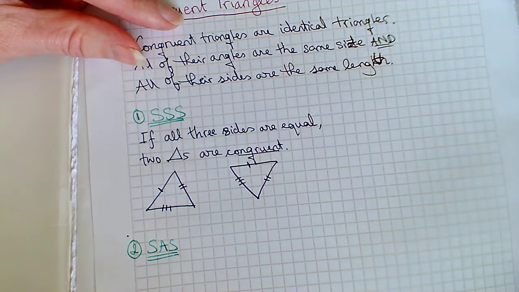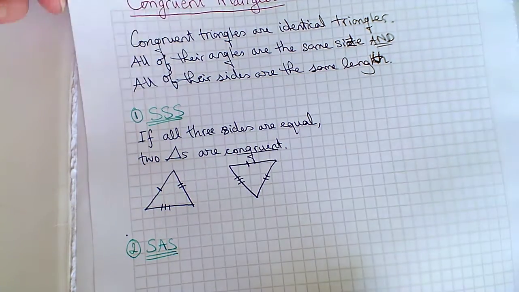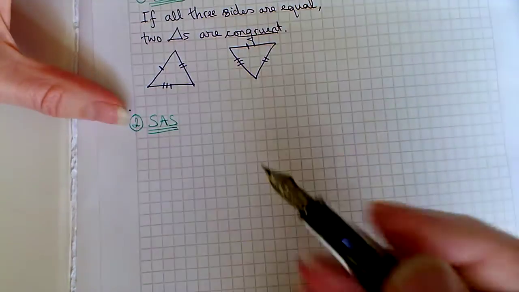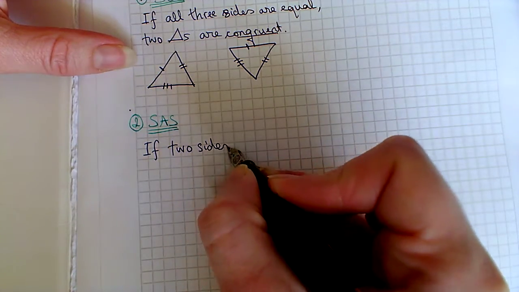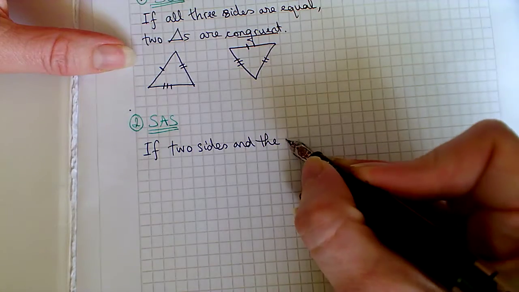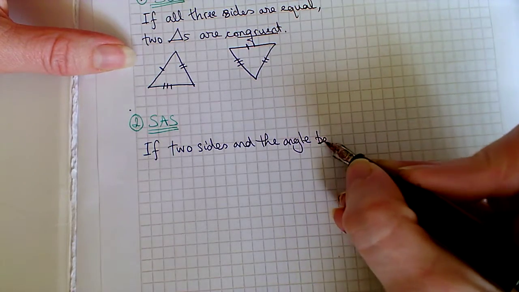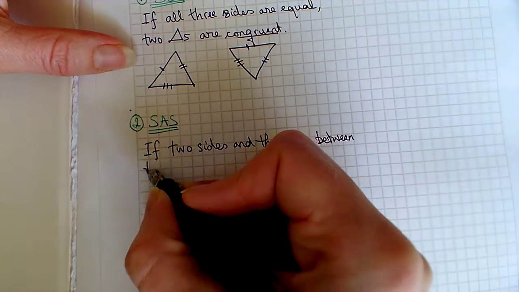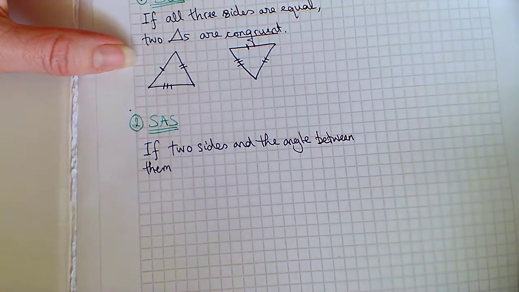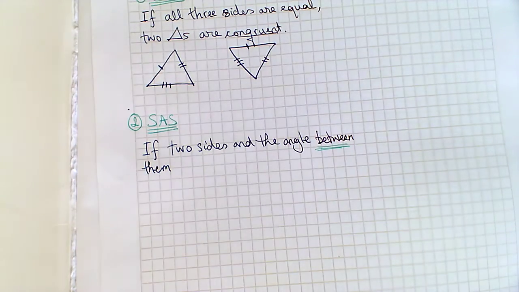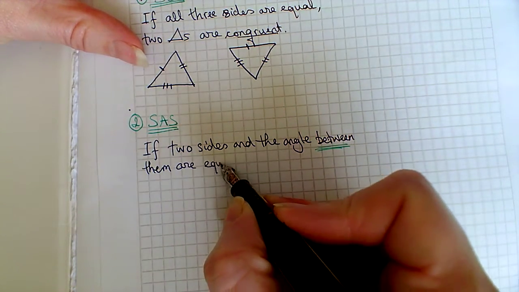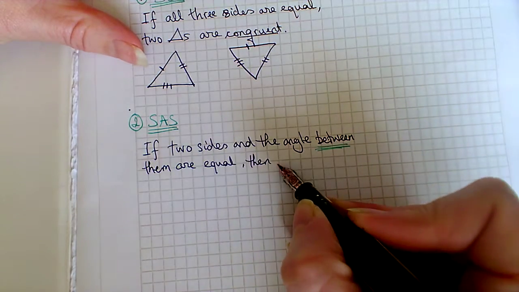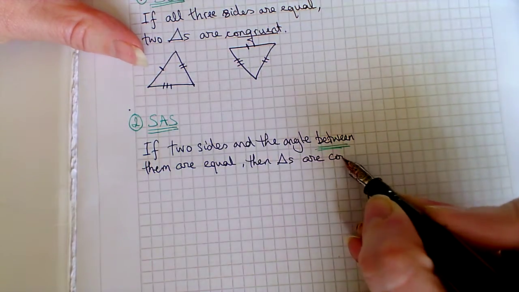The next one we have is SAS, side, angle, side. What we say here is that if 2 sides and the angle between them, and that's really important, the angle in SAS must be between the 2 sides that we're talking about, if 2 sides and the angle between them are equal, then the triangles are congruent.